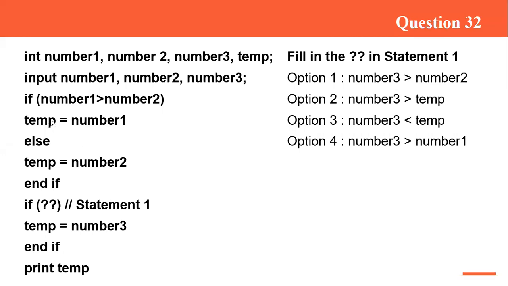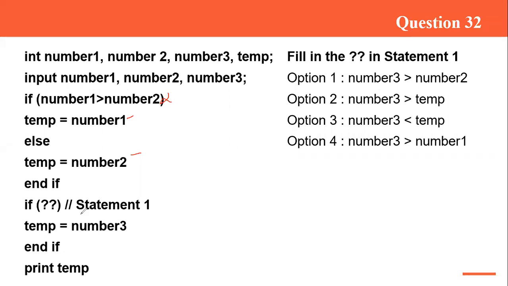So let's see that. What is it? If number one is greater than number two, temp is equal to number one. That means, if you observe, we are storing the largest among number one and number two in temporary. If this is true, we are copying number one into temporary. If it is false, we are making temporary number two. That means we are finding the largest among these two numbers. Right? Now, that's what we'll check in the next if. In the next if, what do we have to check? We have to compare temporary and number three. If number three is greater than temporary, I'll update temporary as number three. If not, I'll print temporary only.